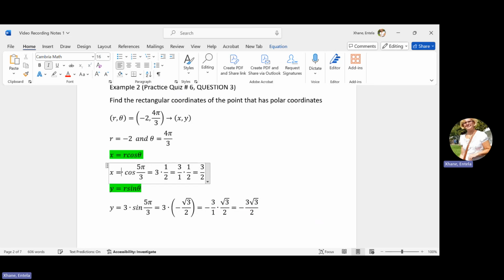So r is -2, and cosine of theta is cosine of 4 pi over 3. So we have -2 multiplied by 1/2, because 4 pi over 3... let me write that down. Angle 4 pi over 3, if I convert it into degree measure, that's going to be 4 times 180 over 3, or 4 times 60, so that's 240 degrees.